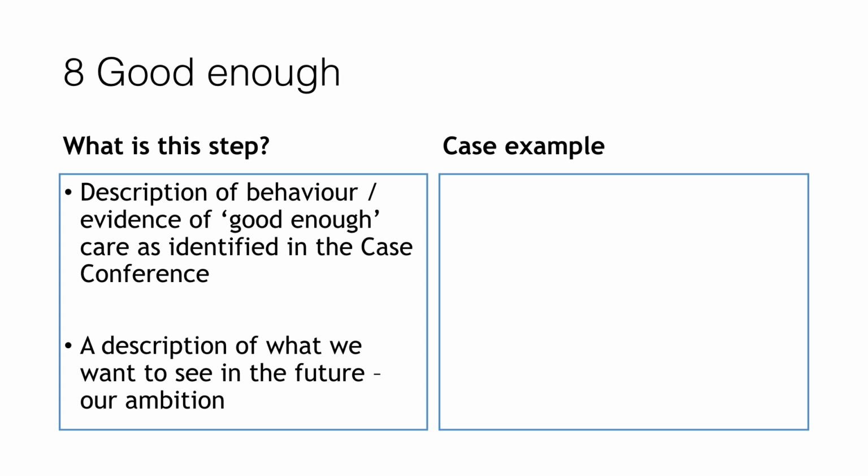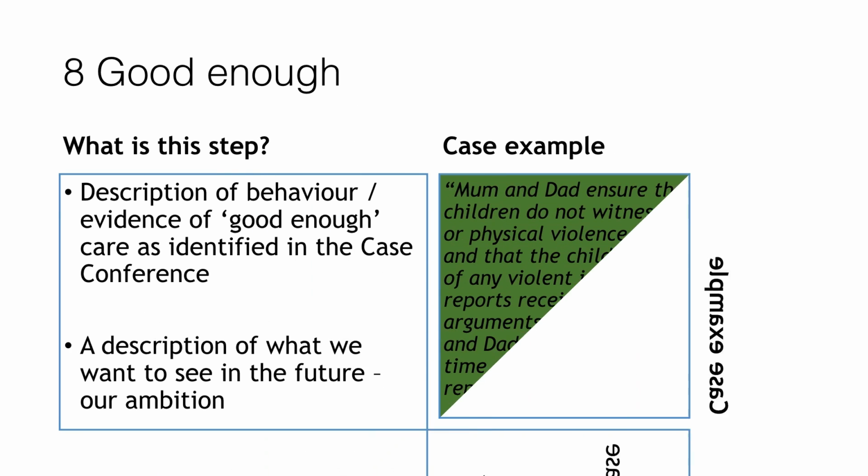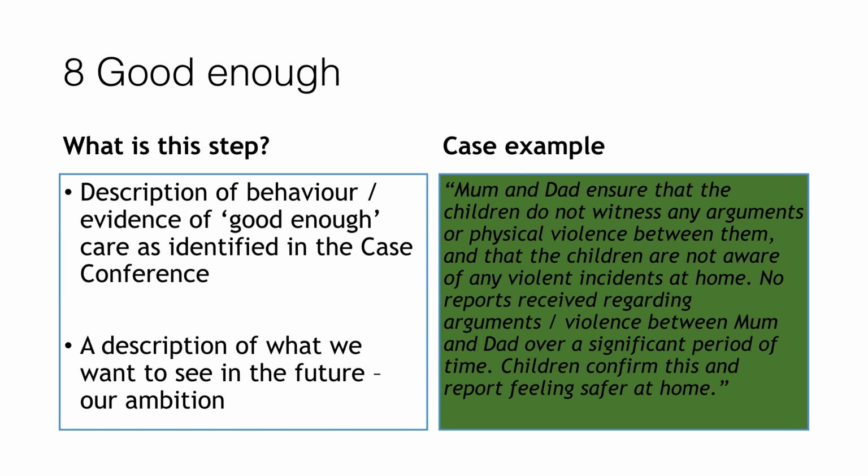Step 8 was also defined in the case conference. This was the visualization of good enough care, where the risk of significant harm was no longer present in that area of concern. The evidence about what would indicate that care was good enough was defined in the social work reports to case conference as: Mum and Dad ensure that no violence or arguments occur between them. Mum and Dad find ways of managing and diffusing the situation if they become angry or arguments may start. Children report feeling safer at home.